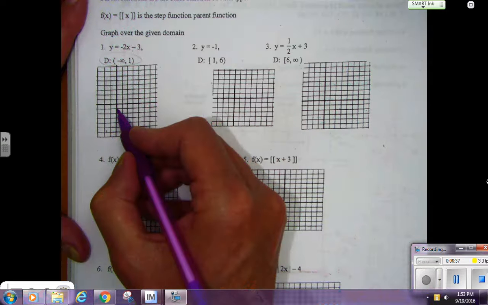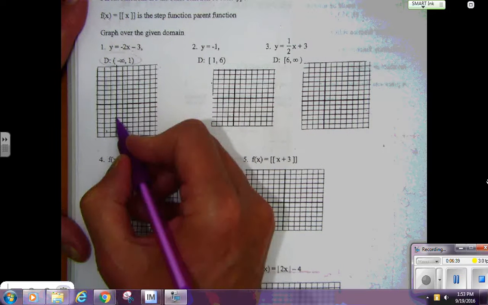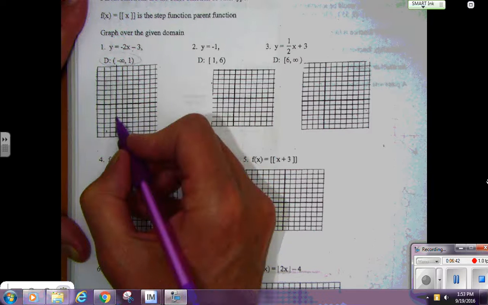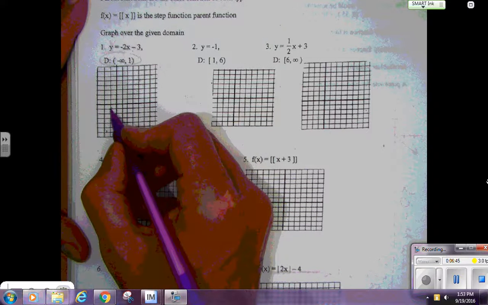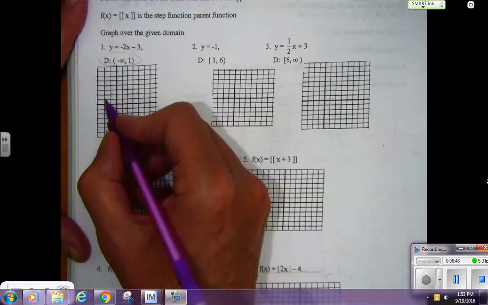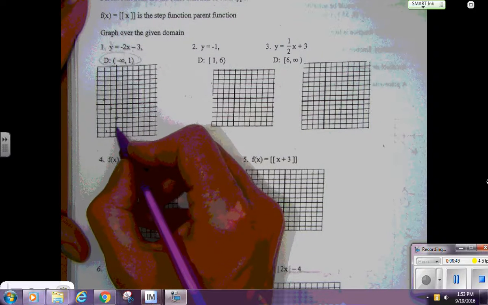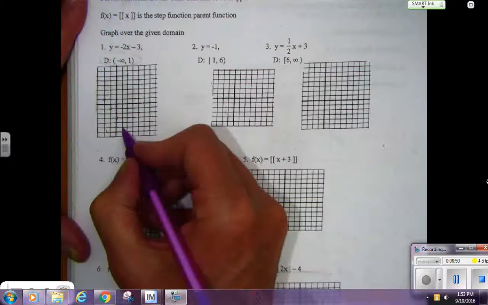So my y-intercept is at negative 3, and my slope is negative 2. So I'm going to go up 2, left 1, up 2, left 1. If I go down 2, I'm going to go right 1. So now I can draw my line.